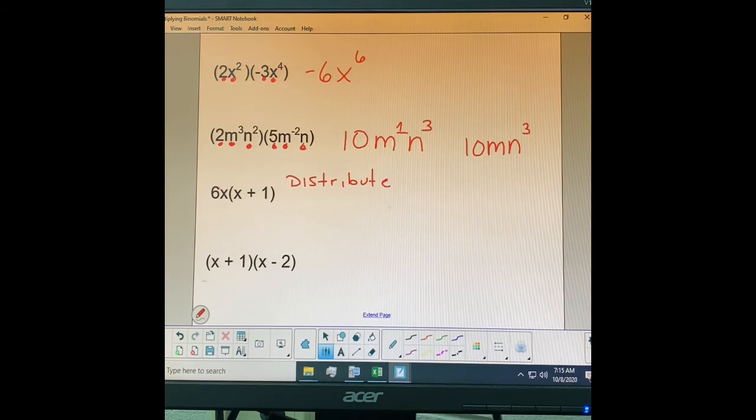Here we are distributing. You have to multiply the monomial 6x to each term in the parentheses, which is a binomial.